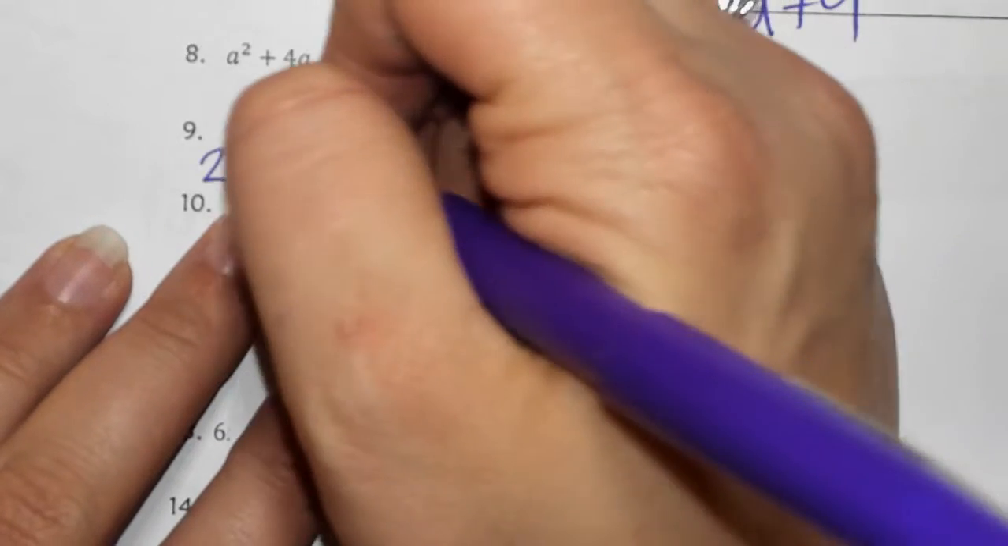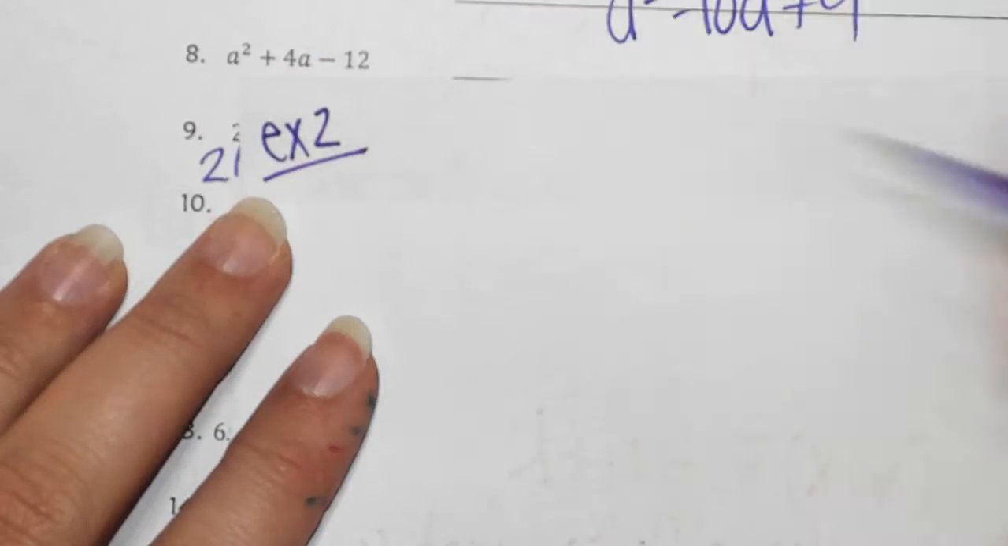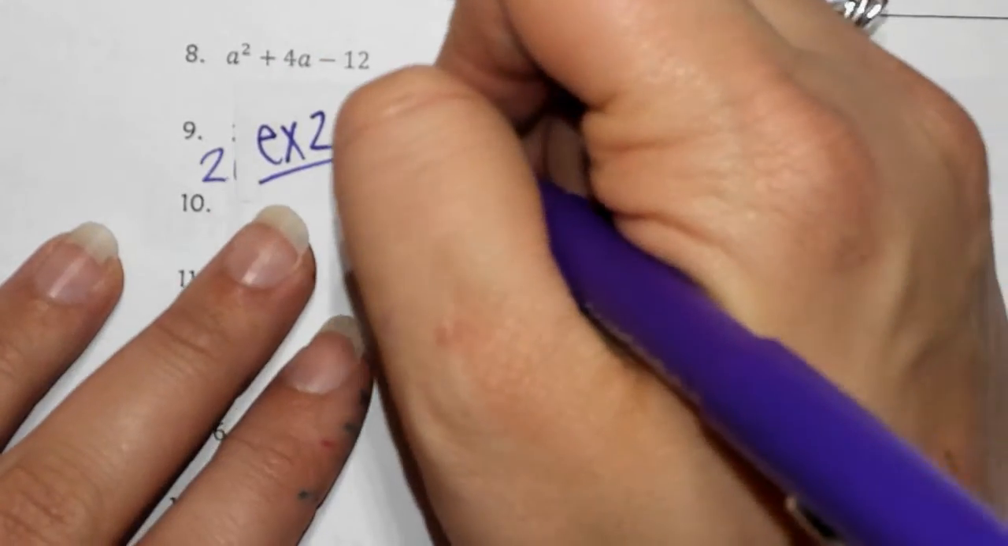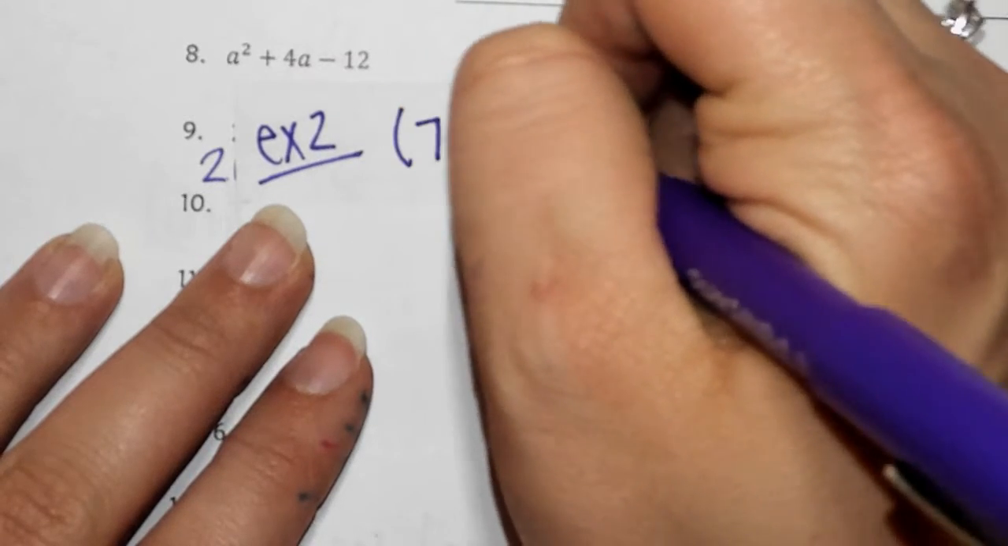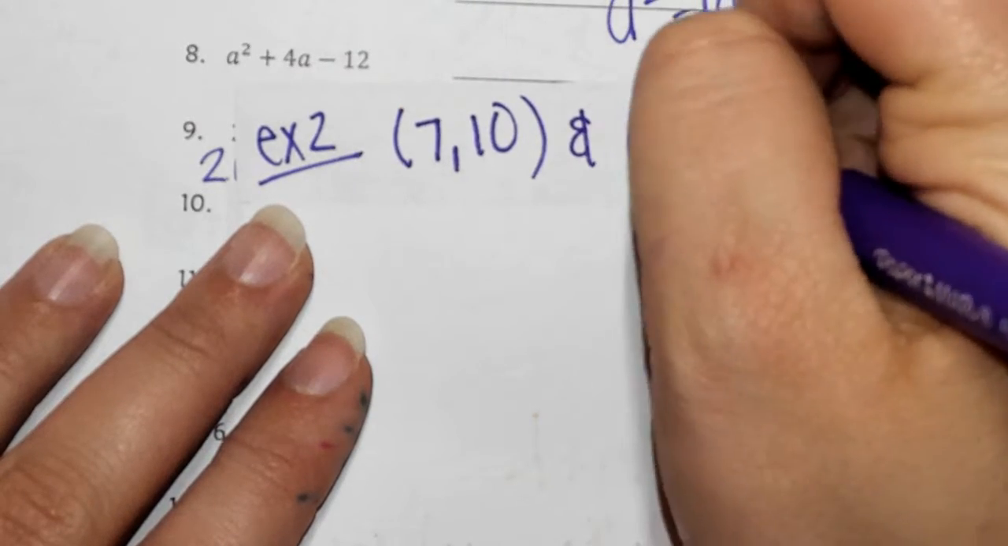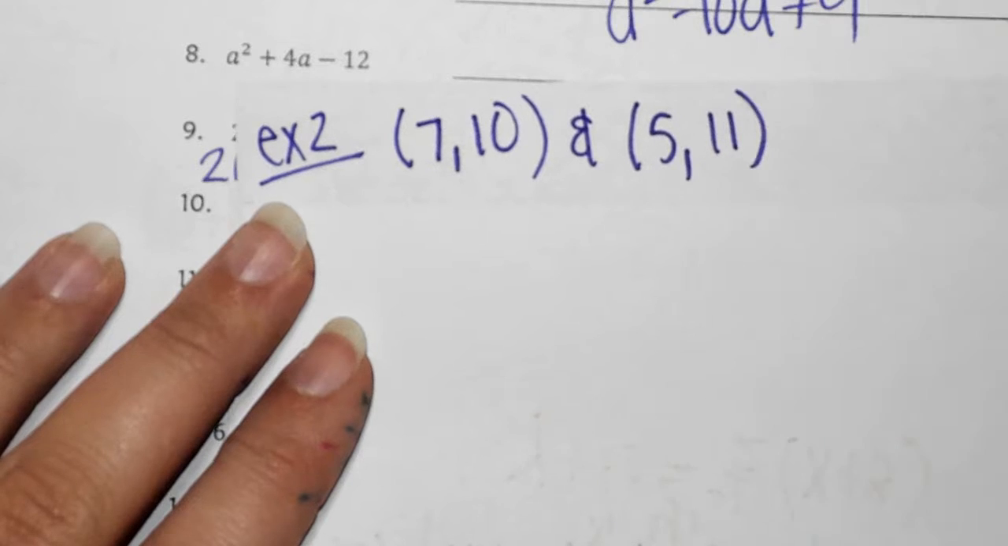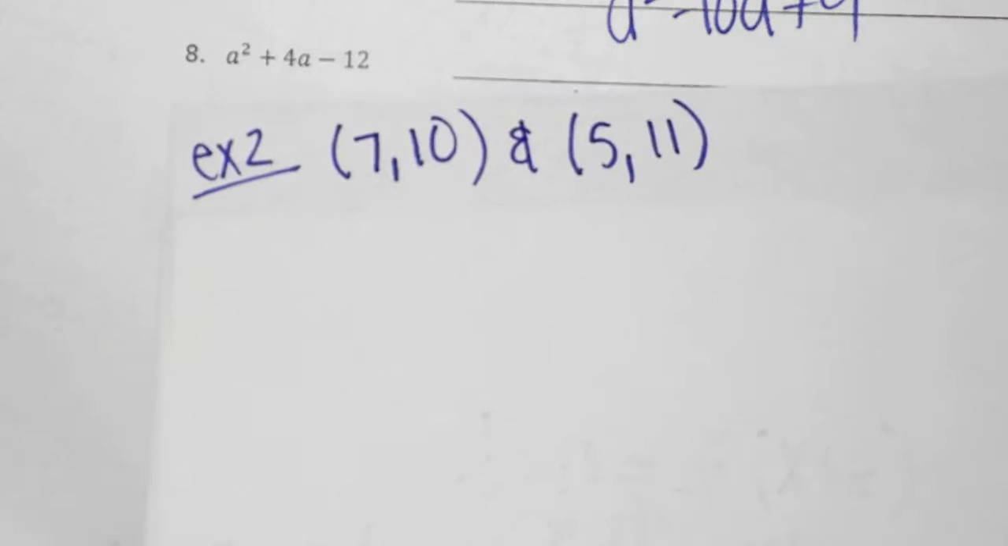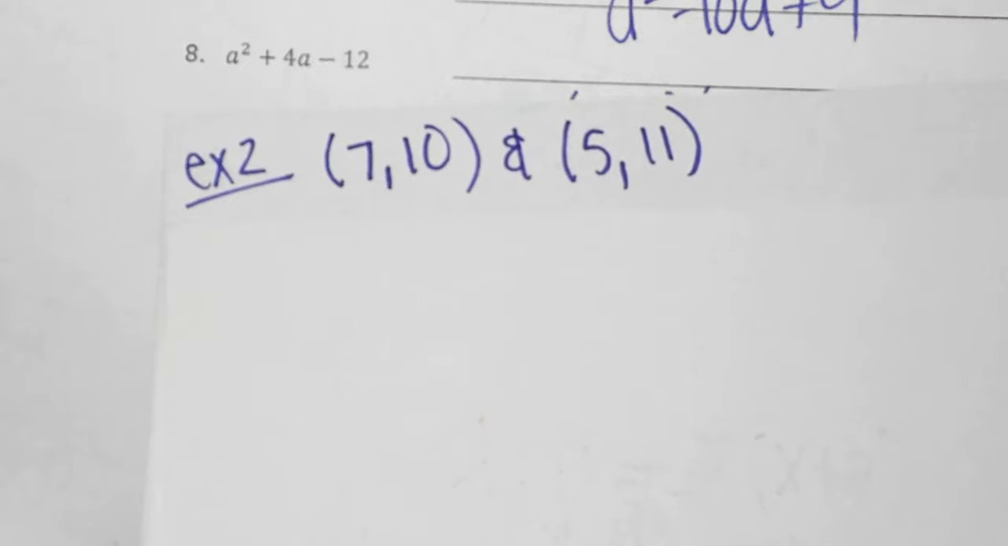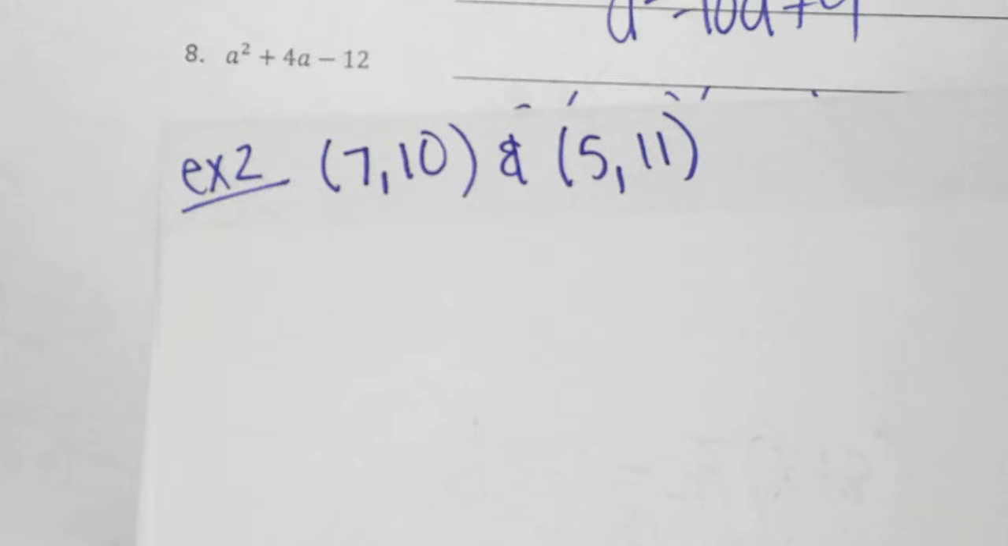Alright, so I'm going to call this example 2. And I'm going to say 7, 10, and 5, 11. Now again, we're doing this one together. We may do one more together after this just to be safe.